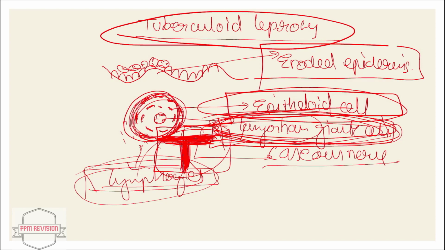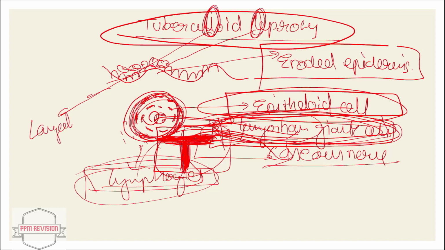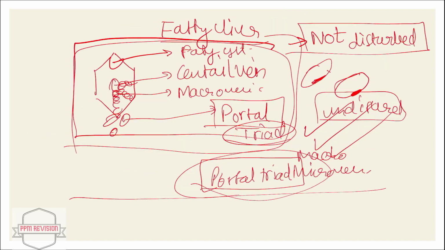So the T is nothing but, what is it? It is the presence of the caseous nerve. There's also presence of Langerhans giant cells. Tuberculoid leprosy, this L is nothing but Langerhans giant cells. So you have two L's, which stand for Langerhans giant cells. Done. That is an important point. And also the presence of epithelioid cells, which can be seen, and also the eroded epidermis.